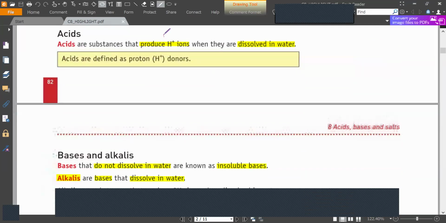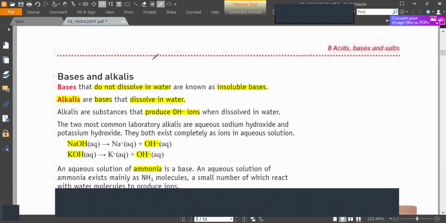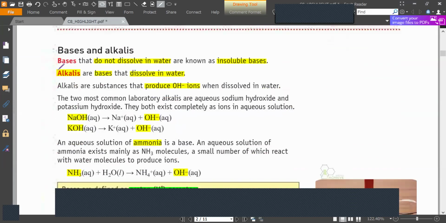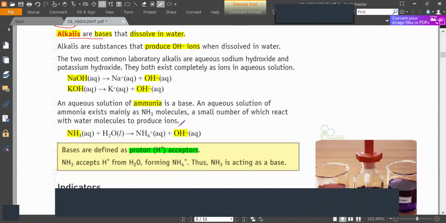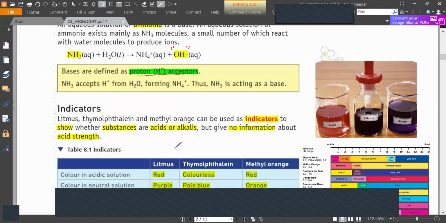And then bases. We have two types. Bases that dissolve in water are alkali; those that do not dissolve in water are insoluble bases. They produce hydroxide ions, and they are called proton acceptors, they accept protons.